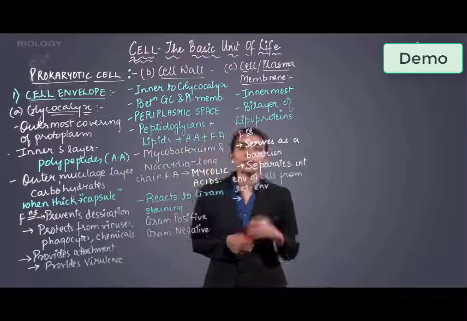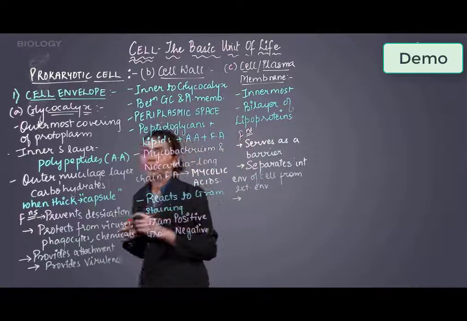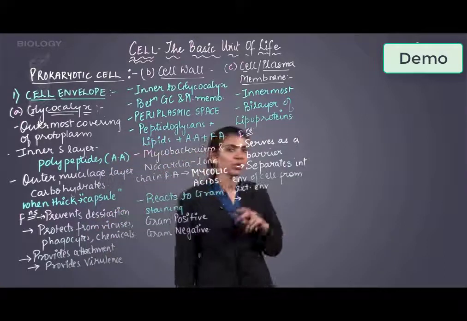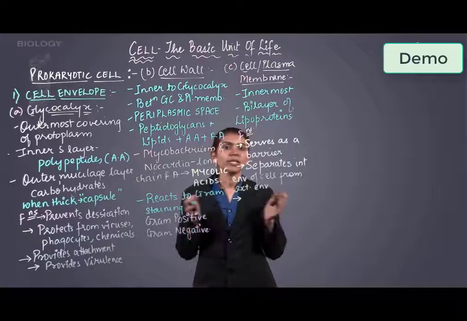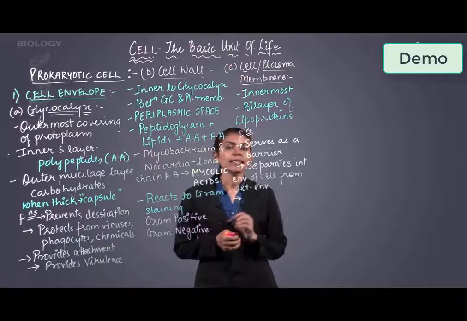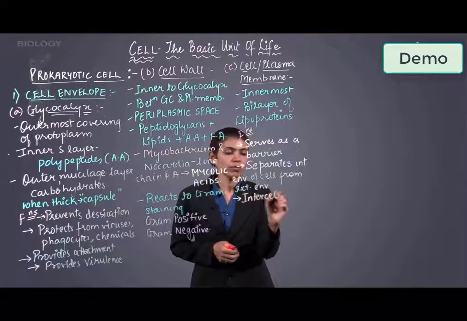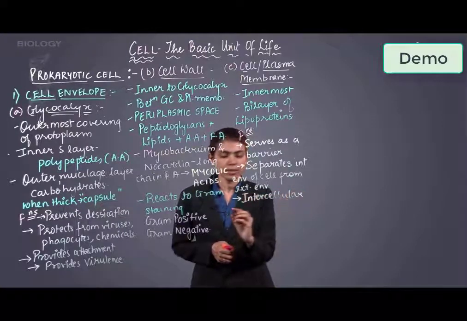Now it is the plasma membrane through which two cells communicate with each other. So I can say that it is responsible for communication between two cells. When the communication is occurring between two cells, it is called as intercellular communication. So it is responsible for intercellular communication.